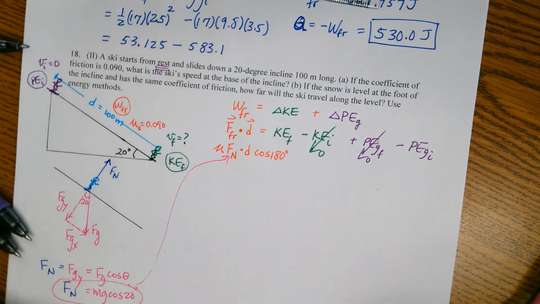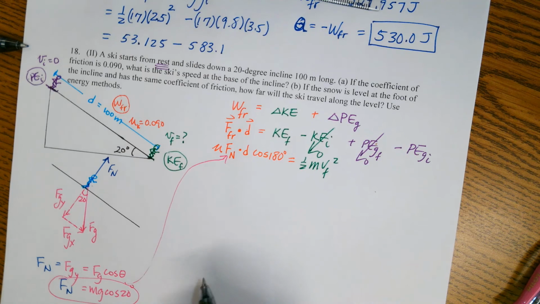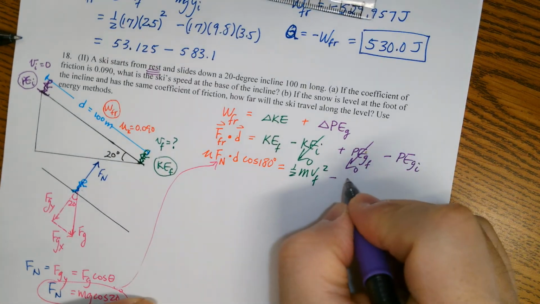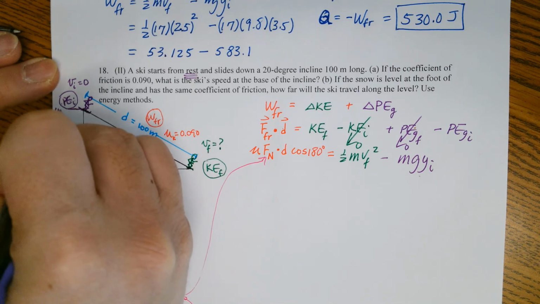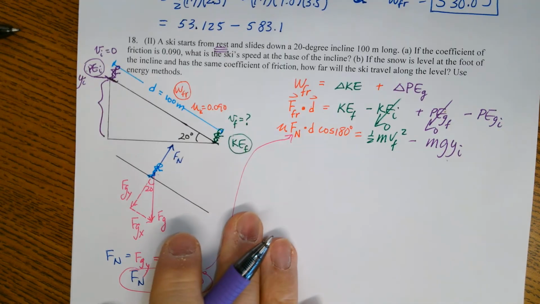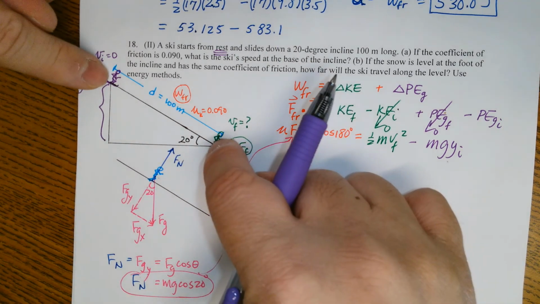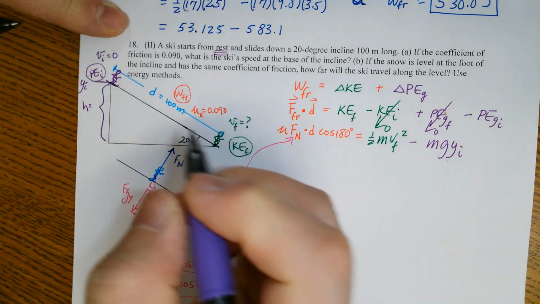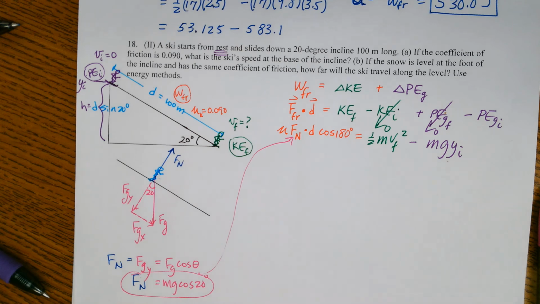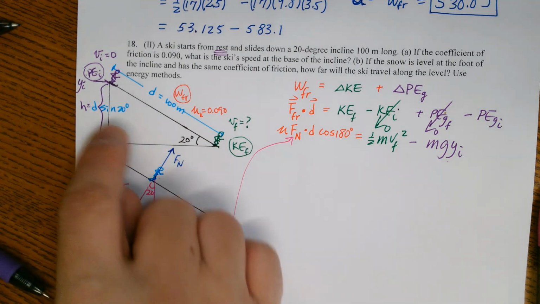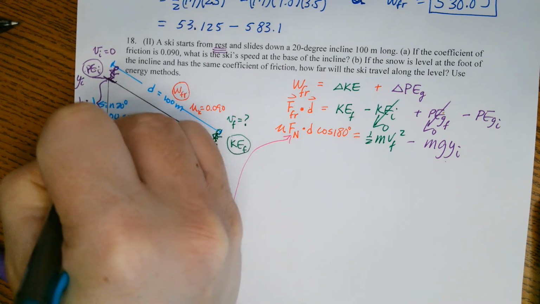So this is equal to then, kinetic energy final is 1/2 mv final squared minus mg y initial. Well, y initial is up here. This here is y initial. But how high is that y initial? Well, the skier starts at the height of, right, opposite of 20 degrees times 100, right? So the height h is equal to, right, basically D times sine of 20 degrees. So what is D times sine of 20? D is 100. So 100 times sine of 20 degrees is my height, H.